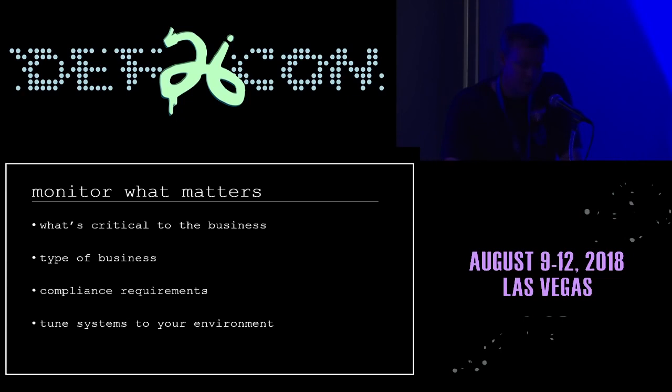So in determining your monitoring strategy, you need to determine what's critical to the business. And that can vary depending on the type of business you are, right? A retail business is going to have really different needs and resources to spend on monitoring than a government contractor or an information security company. This may be determined for you depending on compliance requirements, if you have to meet PCI, HIPAA, FISMA, GDPR, etc. The hard work is in tuning the monitoring system to your environment.